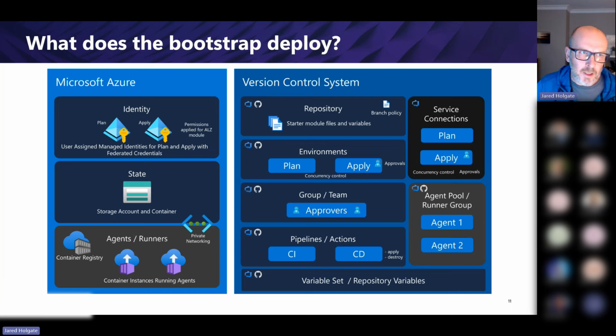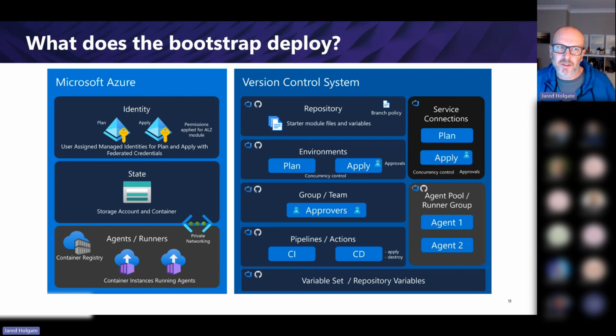or you can take that and put it into your third-party version control system, one that we don't currently support. So at a high level, we deploy identities. This is for both Bicep and Terraform, so we have a separate plan and apply, or in the case of Bicep, it's a what-if and deployment identity. So one is read-only, one is read-write on the relevant subscriptions.